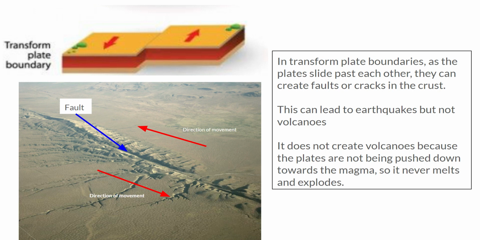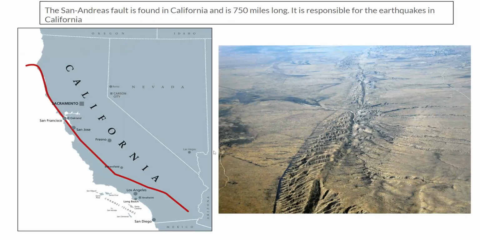And a fault like this can lead to earthquakes but not volcanoes, because for a volcano to form, the plate needs to be pushed down towards the magma so it melts and thus rises. But this doesn't happen here. So faults typically just create earthquakes. And this is an example of a fault.